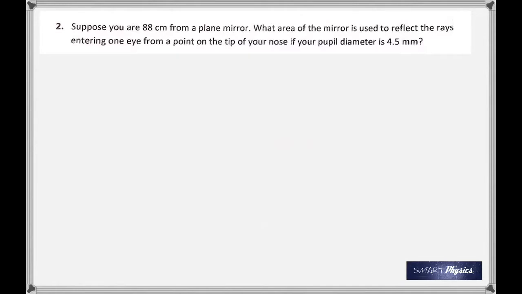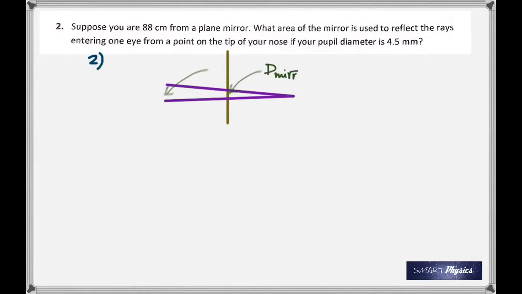You are 88 centimeters from a plane mirror. What area of the mirror is used to reflect the rays entering one eye from a point on the tip of your nose if your pupil diameter is 4.5 millimeters? Here we are assuming that the eye and the nose are in the same vertical line. Clearly from the diagram, the diameter on the mirror is represented there, the diameter of the pupil coming up there, but the angle subtended is the same. So the angle can be written in two ways.